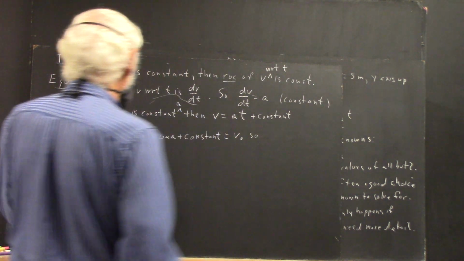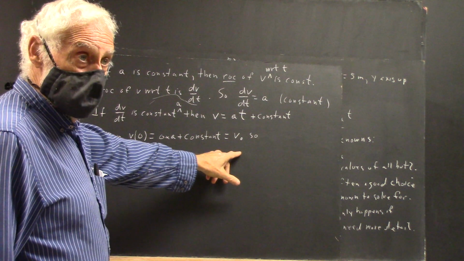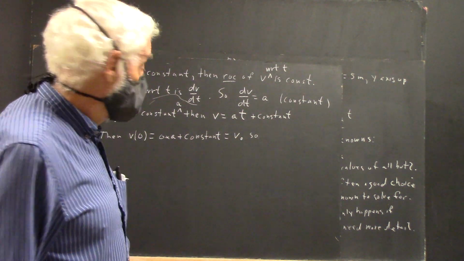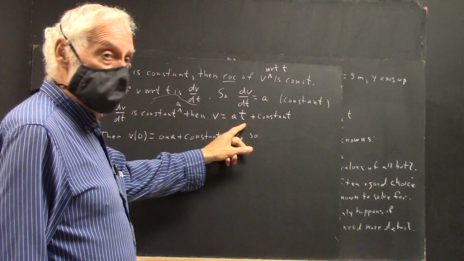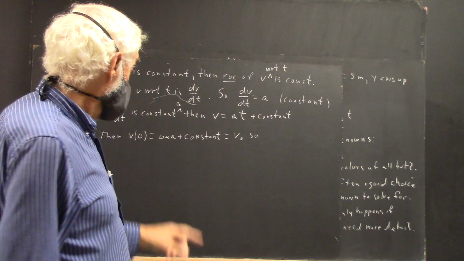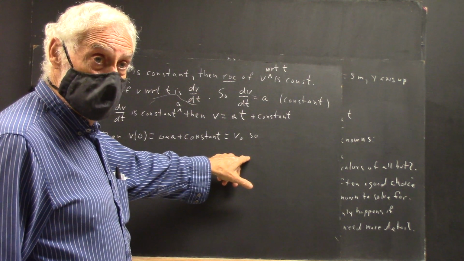Well, if v of 0 is v naught, that's what we generally use, then v of 0 is also A times 0, which is just 0, plus a constant. So your constant is v naught, right?